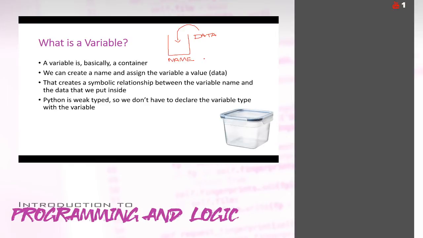Now with Python being weak typed or dynamically typed, we don't have to declare the variable type. So when we are declaring a variable in Python, we declare it and assign it a value all in one go. And when we get to our example in just a moment, we'll be doing some of that. So that's a variable in a nutshell. It's a symbolic relationship that's created between the name of the container that we create and the value that we put into it.